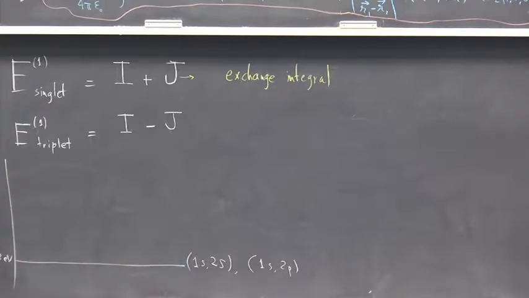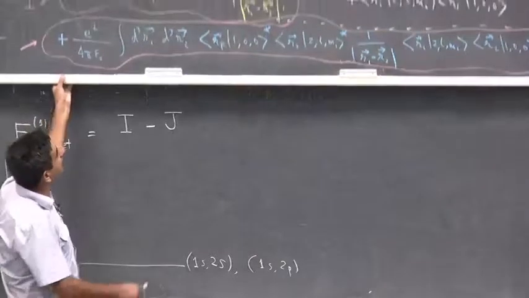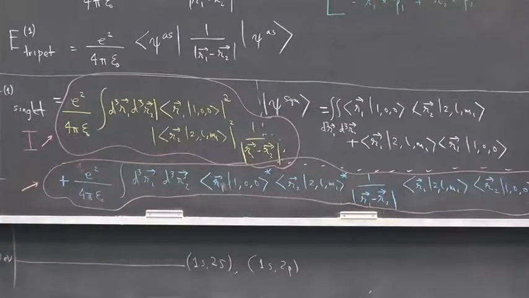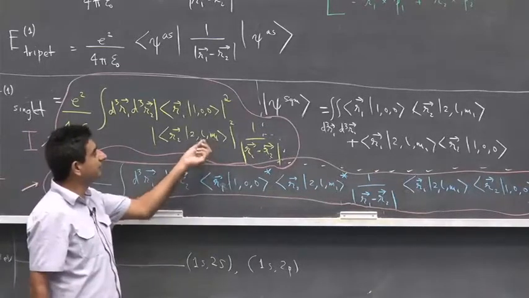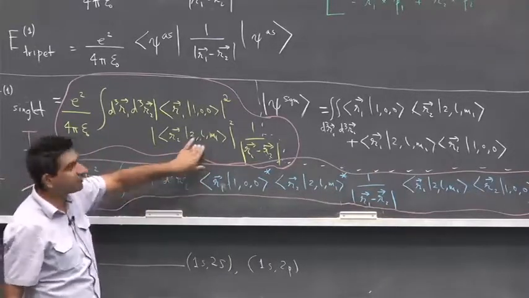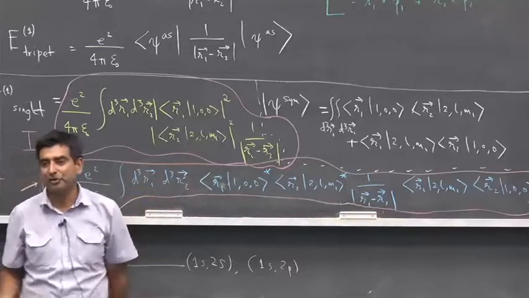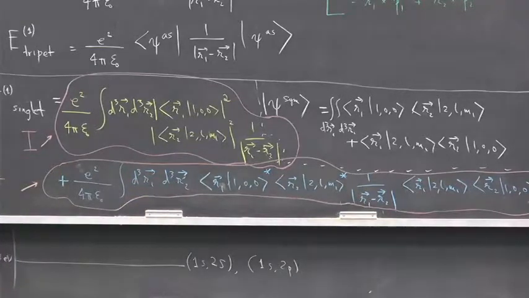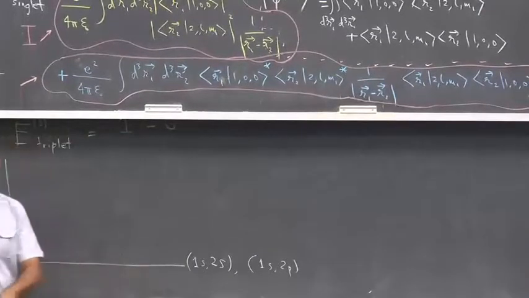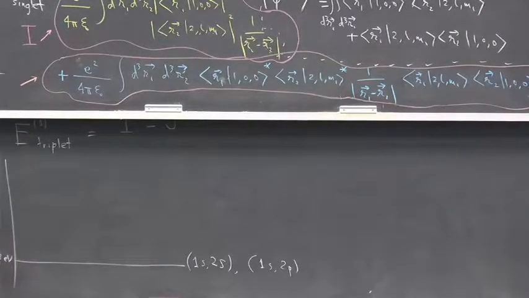Now, is I the same? Does I, the electrostatic repulsion, depend upon L and ML? Yes, it does. Because whether you put an S orbital here or a P orbital here, it will be a different wave function. So I does depend upon whether you're talking about an S orbital or a P orbital. So this degeneracy is going to be lifted by the exchange interaction. The exchange interaction lifts the degeneracy.